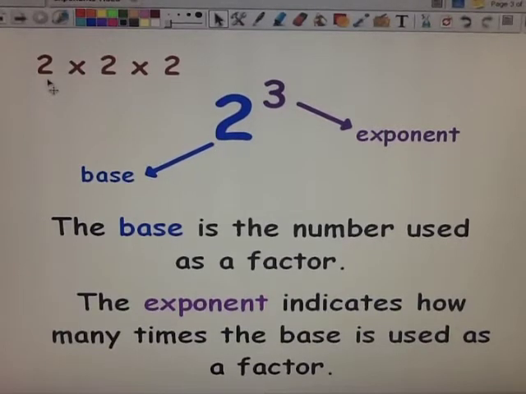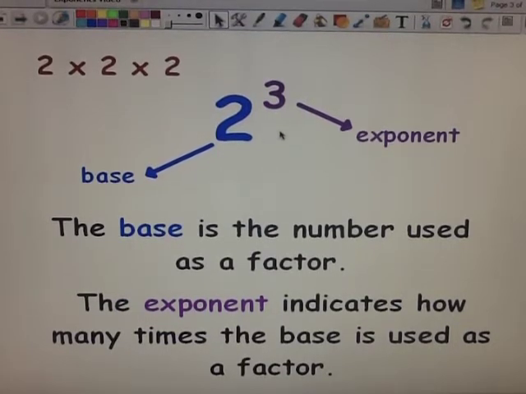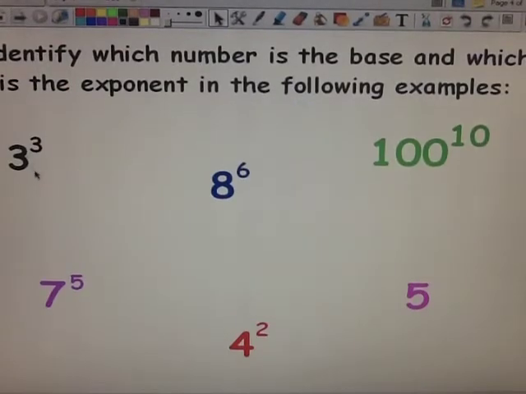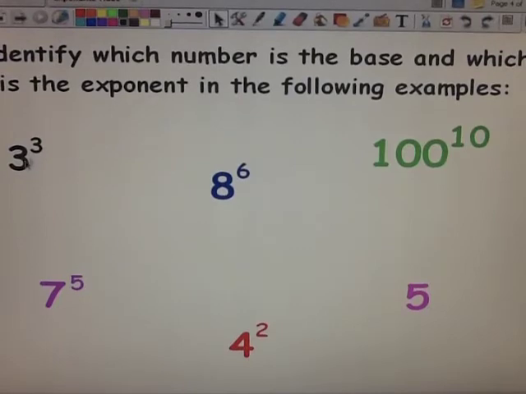Up here in our prime factorization of 8, how many times do you see the 2? You see it 3 times. That is our exponent. So our base is the big number, and the exponent is written to the right side of the base, and it's written smaller and higher, a little bit above the base. So we want to identify which numbers are the base and which are the exponents. Okay, let's take our first example.